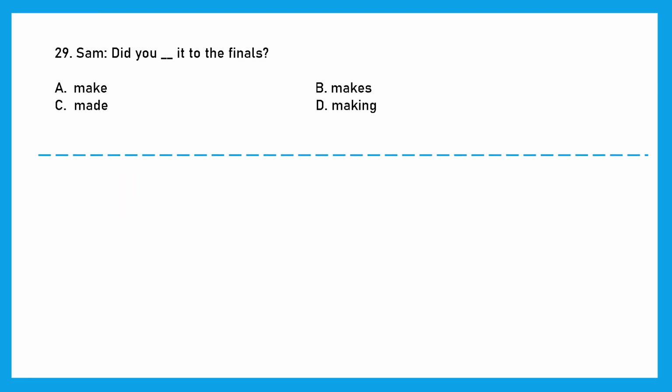Question 29. Sam, did you dash the finals? Make, makes, made or making. Now again the same rule. We have already used it. So we will use a simple form of the verb. And that is option A, make.